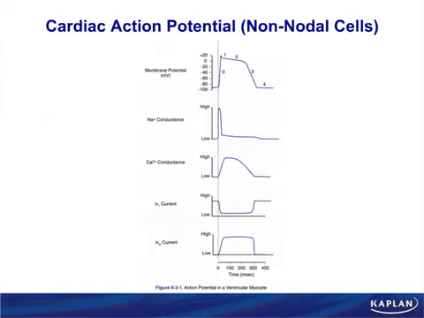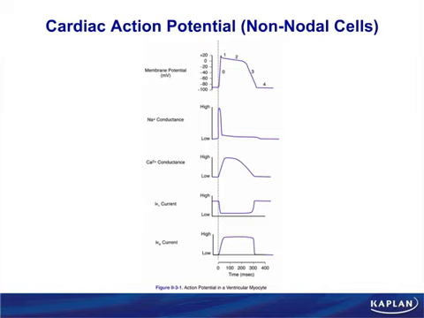All right, this slide has quite a bit of information, so let's just walk our way through it and think about it. This is going to be the cardiac action potential, again, in non-nodal cells. So look at the figure. On the x-axis, we have time for all of the graphs. But what we have on the top is membrane potential. So there we're looking at the action potential. Then we have sodium conductance, then calcium conductance. There's our inward rectifier, IK1.